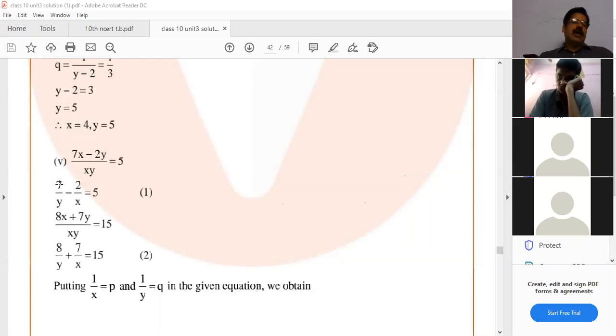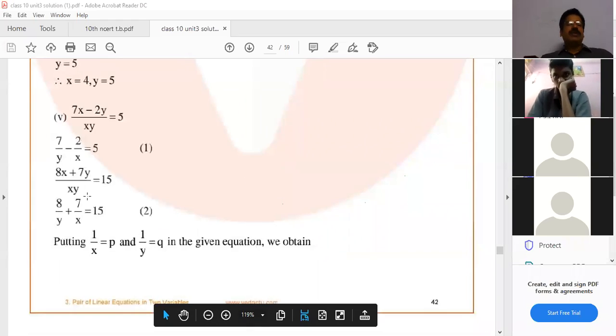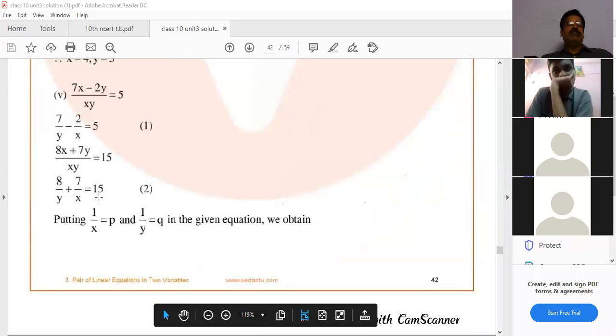x cancel. I got 7 by y, y cancel, minus 2 by x equal to 5. This is the way you have to reduce. First you have to bring it into this form: 7 by y minus 2 by x equal to 5. And then the second equation he gave: 8x plus 7y by xy equal to 15. This also we split: 8x by xy plus 7y by xy. x cancel, 8 by y; y cancel, 7 by x is equal to 15.